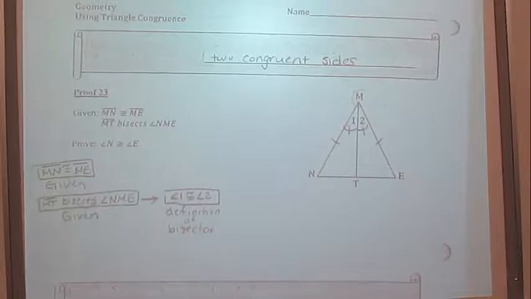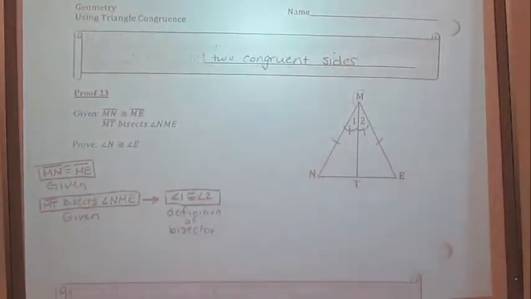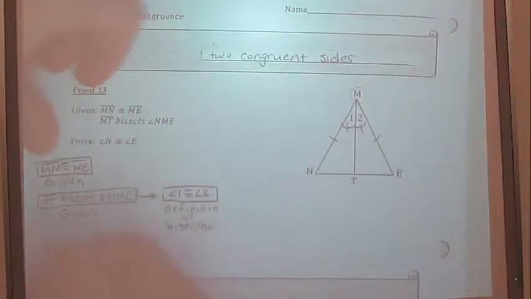Okay, so now we've got side and angle, and we want to try to show that these two triangles are congruent, and they share the side MT. So now we can say segment MT is congruent to segment MT, and that's the reflexive property. That's our reason.